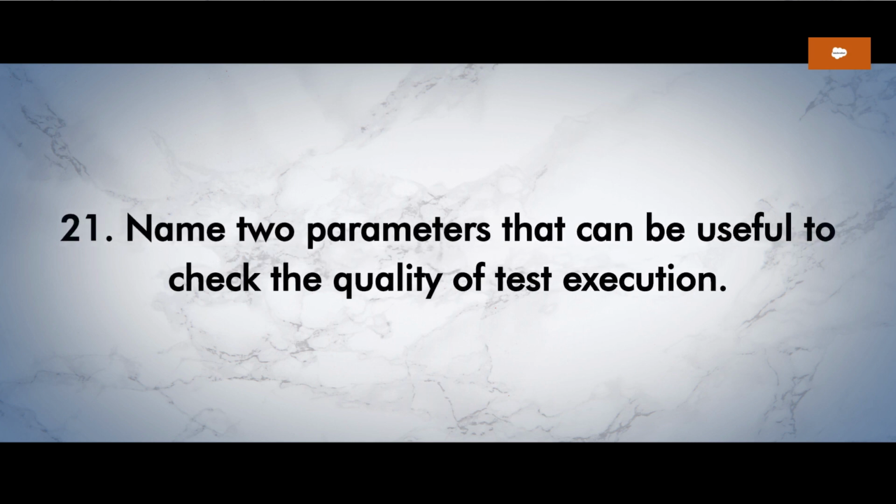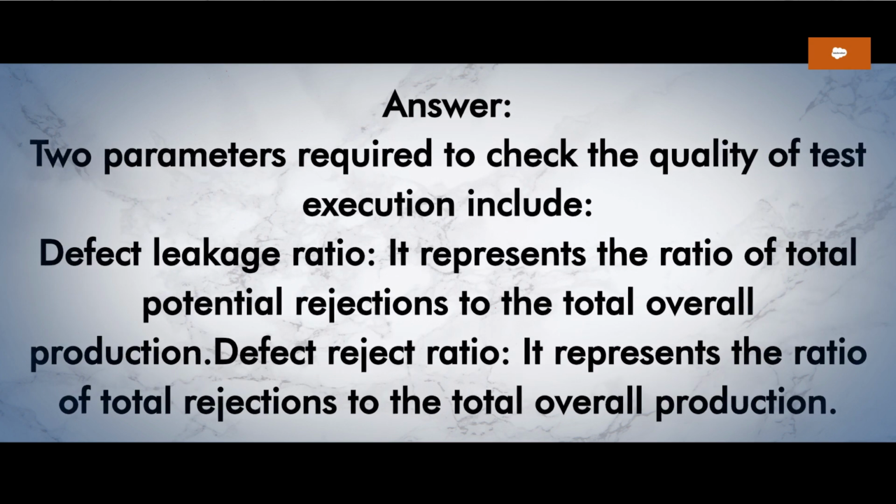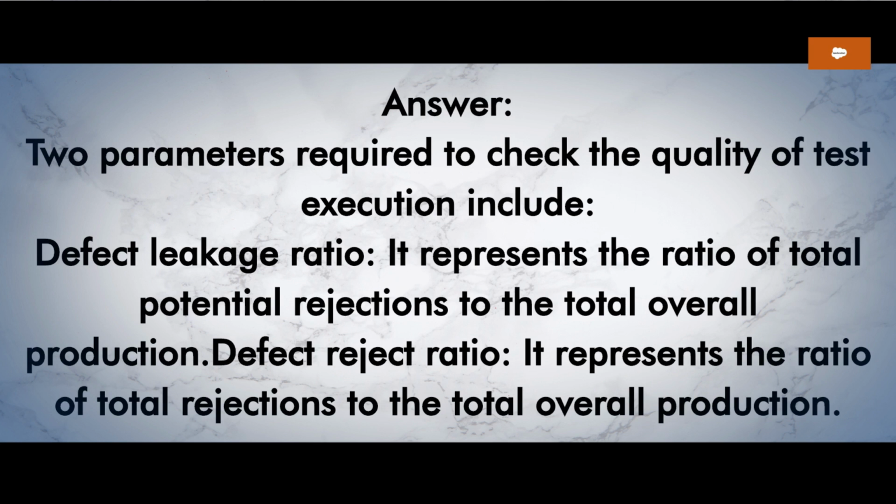21. Name 2 parameters that can be useful to check the quality of test execution. Answer. 2 parameters required to check the quality of test execution include defect leakage ratio. It represents the ratio of total potential rejections to the total overall production. Defect reject ratio. It represents the ratio of total rejections to the total overall production.